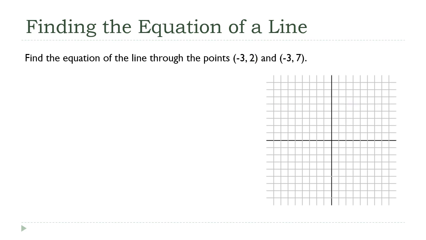All right, so here we've got the same idea, but we're going in the opposite direction. And remember, let me graph these real quick. I'm going to go over -3, up 2, over -3, up 7. We sketch a quick graph, and you see, give or take my sketchy art skills, that is in fact a vertical line.